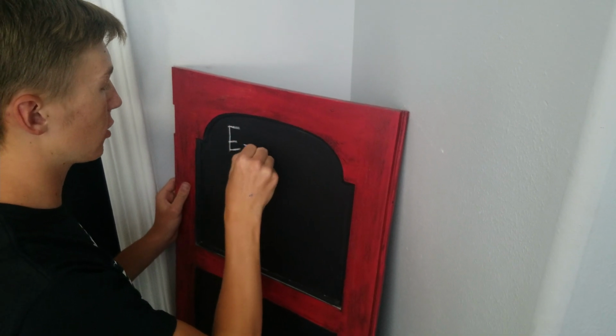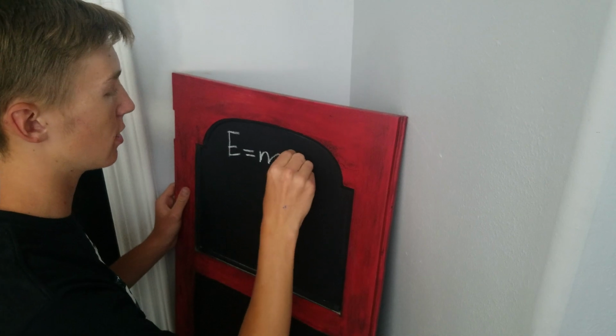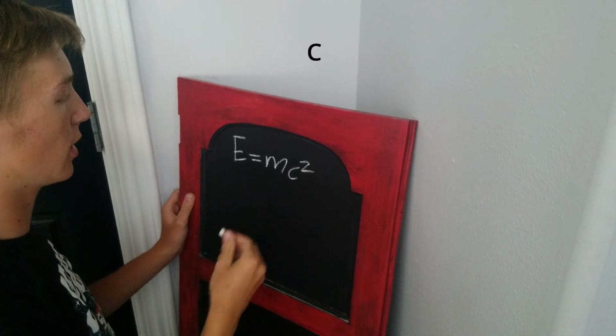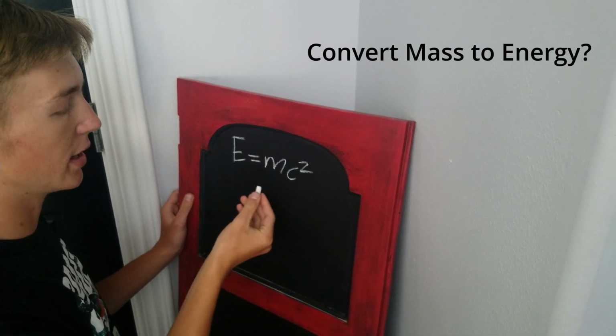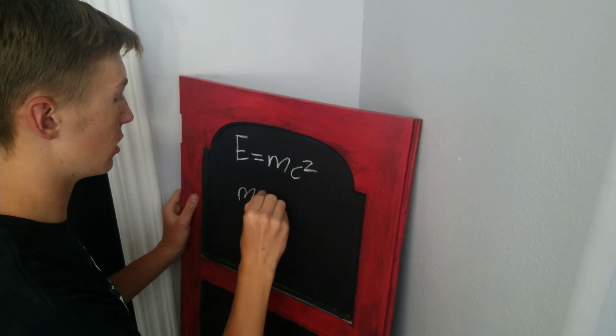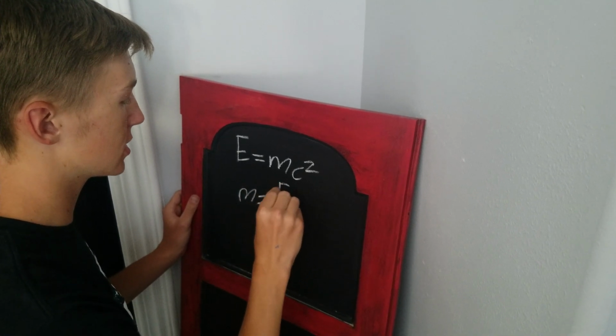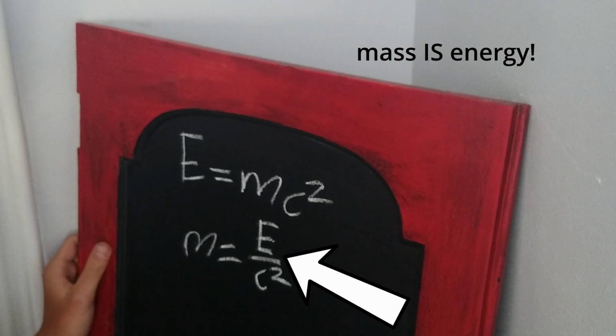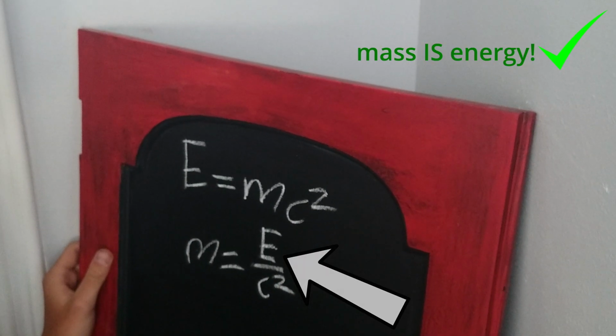E equals mc squared. Though many people believe that this means that you can convert between mass and energy, this is not the case. Instead, a simple algebraic change shows us that mass is really an indicator of the amount of energy in an object.